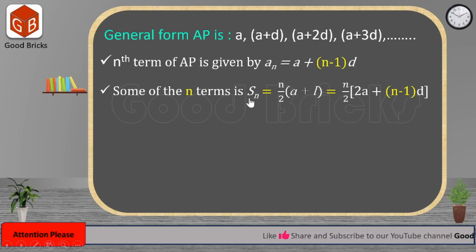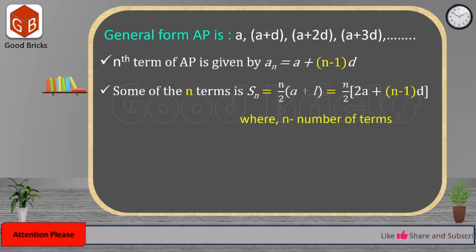Whereas if you want to find sum of the n terms, then you can use Sn is equal to n by 2 of a plus l when you know a first term, l last term. Otherwise, you can use this formula also n by 2 of 2a plus n minus 1 into d. So these are the formulas which are going to help throughout this chapter.